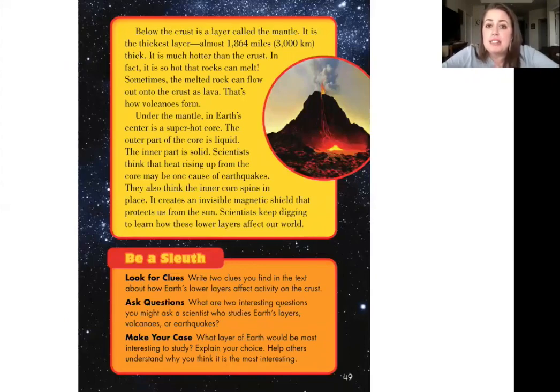Below the crust is a layer called the mantle. It is the thickest layer, almost 1,864 miles or 3,000 kilometers thick. It is much hotter than the crust. In fact, it is so hot that rocks can melt. Sometimes the melted rock can flow out onto the crust as lava. That's how volcanoes form. Wow.